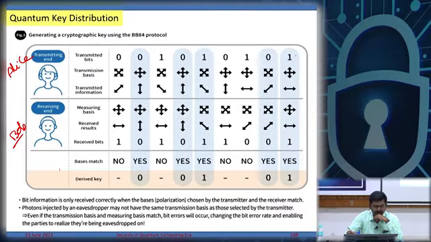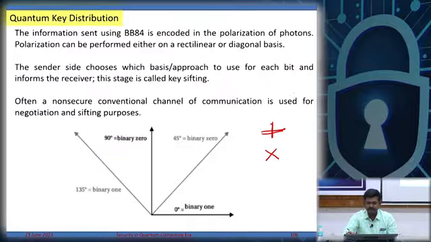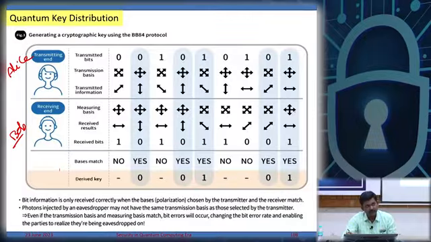Let us take the last bit. 1. What is the basis? Rectilinear basis. Horizontal polarization angle, which is 0 degree. 0 degree horizontal means binary 1. What basis is Bob using? Rectilinear. What result does he receive? 0 degree horizontal. Obviously, the bit he measures is 1. Done. Now, Alice has sent, Bob has measured.